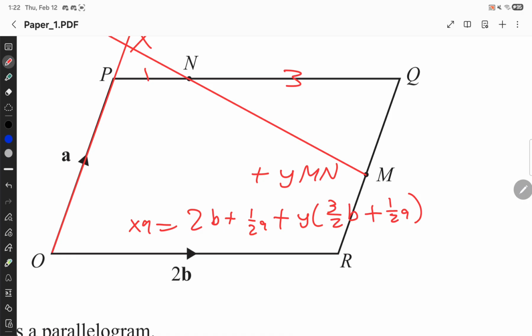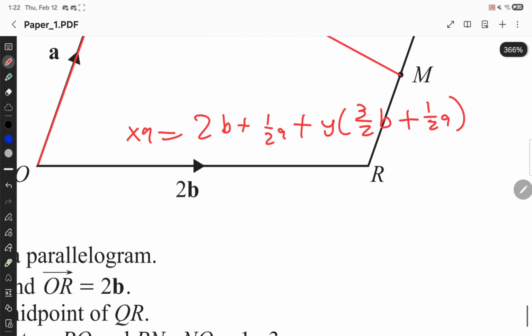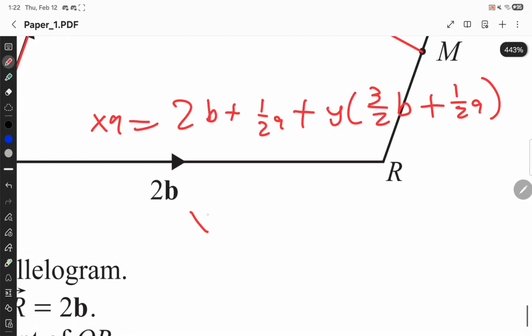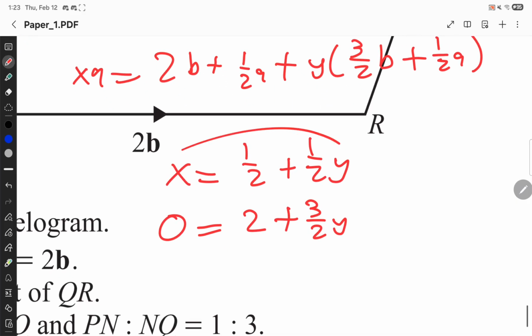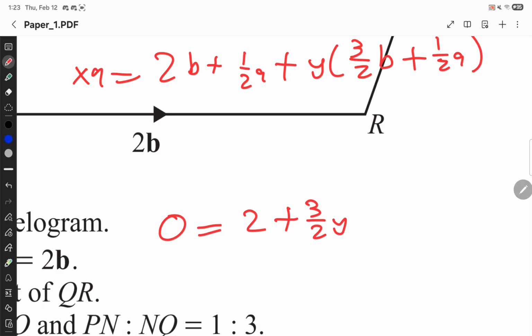Don't worry. Now, this is the same work that we did in the upper question, which was we equate either the A position vector or the B position vector. If we equate the A position vector, we get x is equal to a half plus a half y. Next is the B terms. Now here there's no B term, so we just take it as 0. 2 plus 3 over 2y. Here you cannot solve two variables, so this is this.